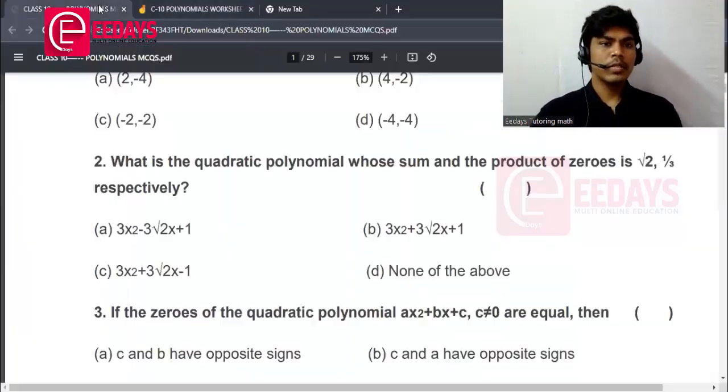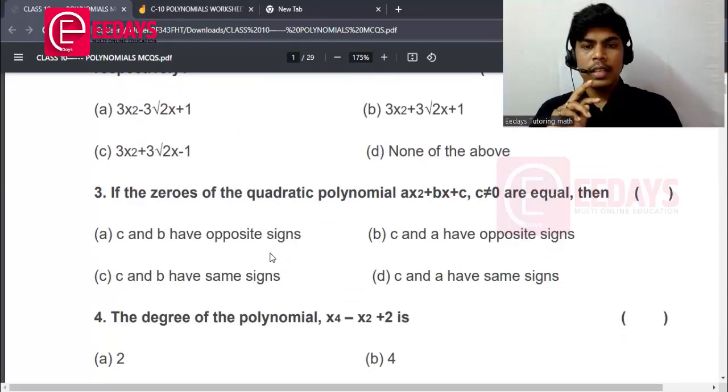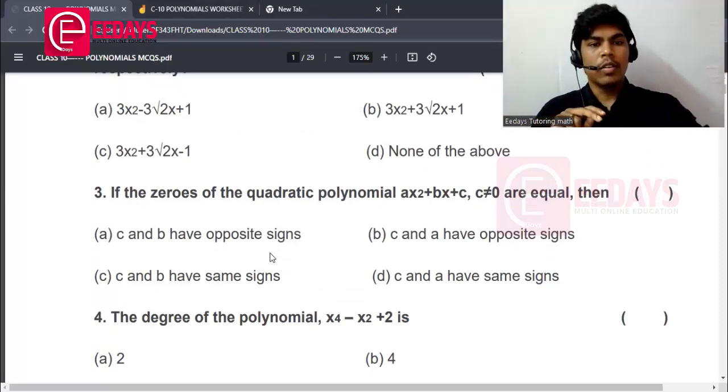Now third question. If the zeros of the quadratic equation ax square plus bx plus c is equal to 0, c not equal to 0, are equal, then what are the signs we have? If the zeros of a quadratic polynomial are equal, how to solve this one?